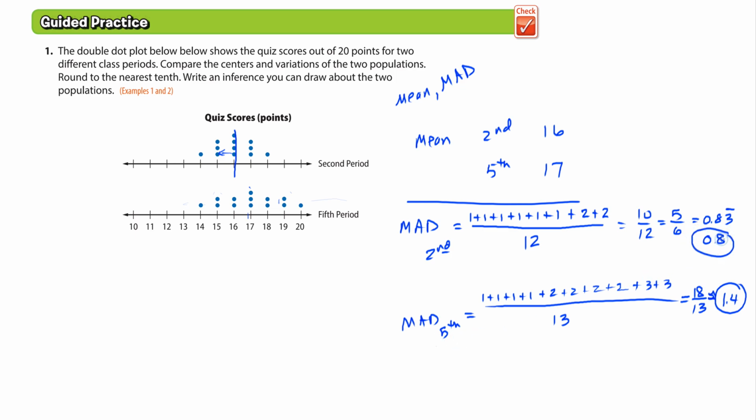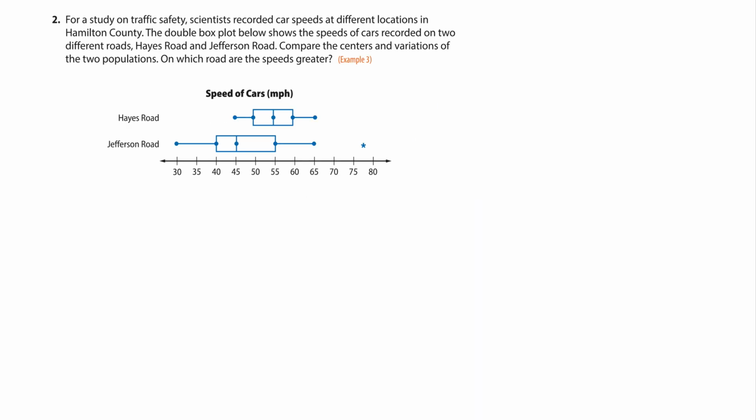So fifth hour does a little bit better, but the scores are more spread out. And so that means they're less predictable. There's some kids that did poorly, while others did quite well. More spread out. So in general, they did better slightly, but there's much more variation in how the kids score. So let's look at guided practice number 2, and then we'll be done with this particular lesson.